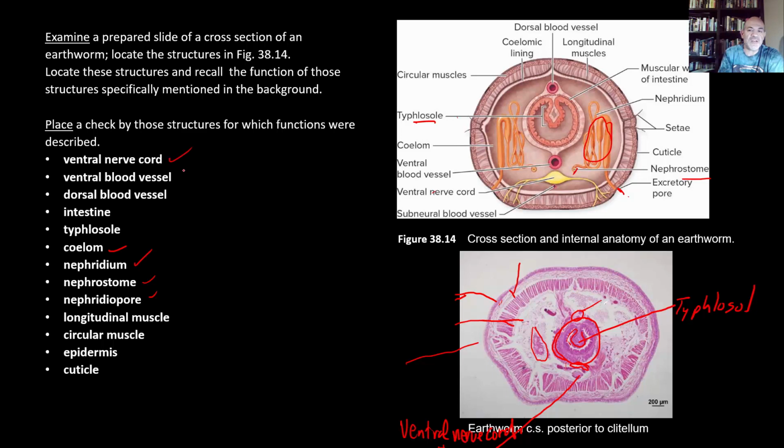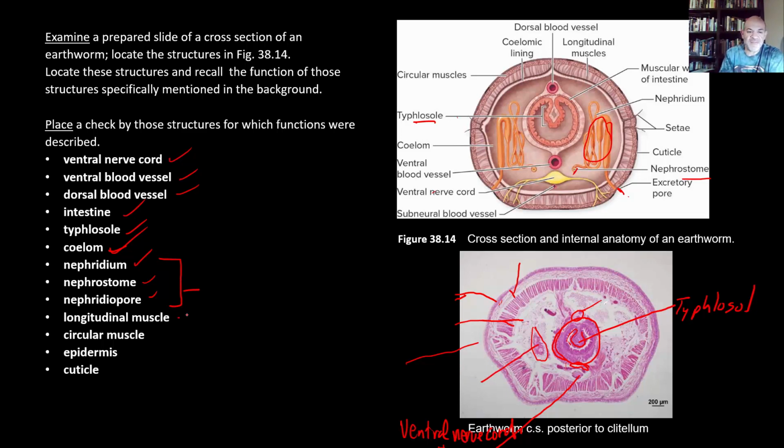Make sure you can maybe try to sketch it for yourself from memory and try to identify most of these structures here. You have your ventral nerve cord, then you have your ventral blood vessel, dorsal blood vessel. We identified the intestine, the typhlosole in there. The body, fluid-filled body cavity is the coelom. In a real image, you may not see these, right? So my best guess is that's probably part of a nephridium.